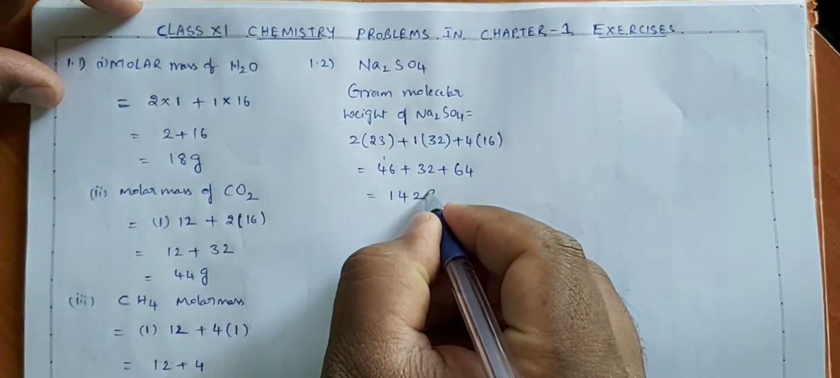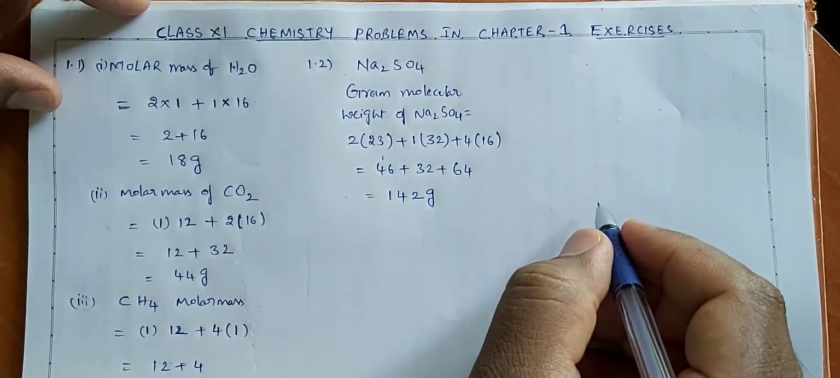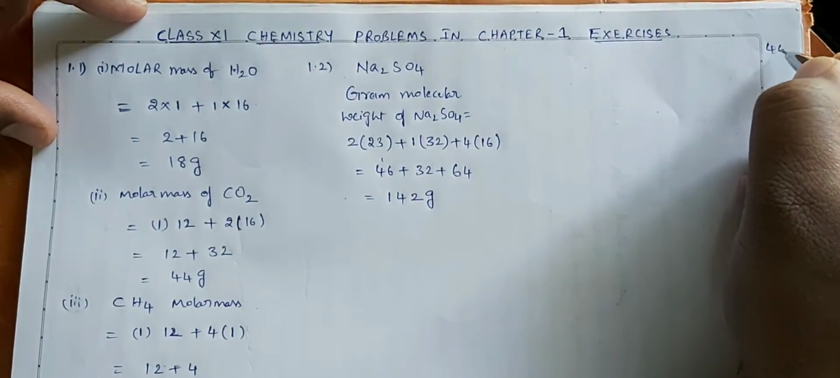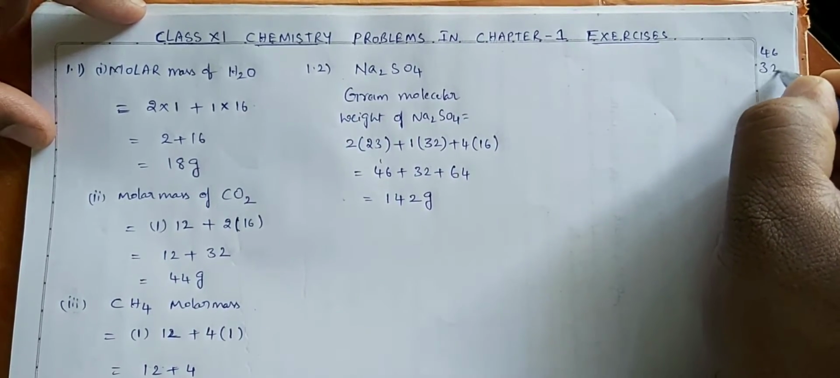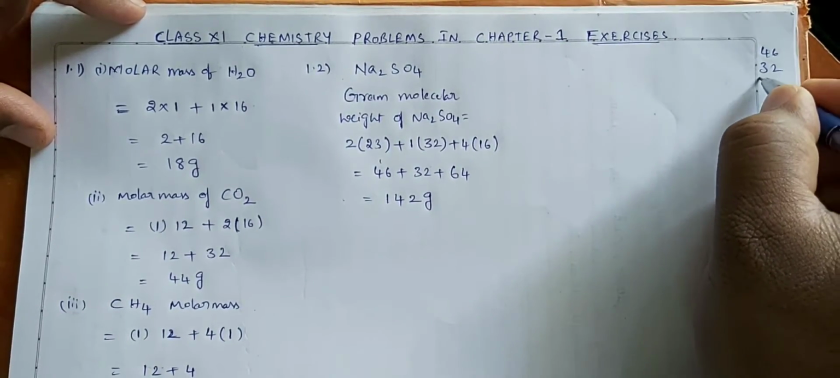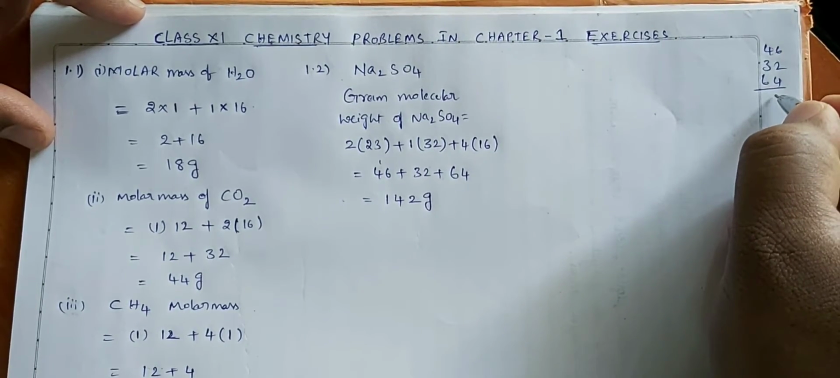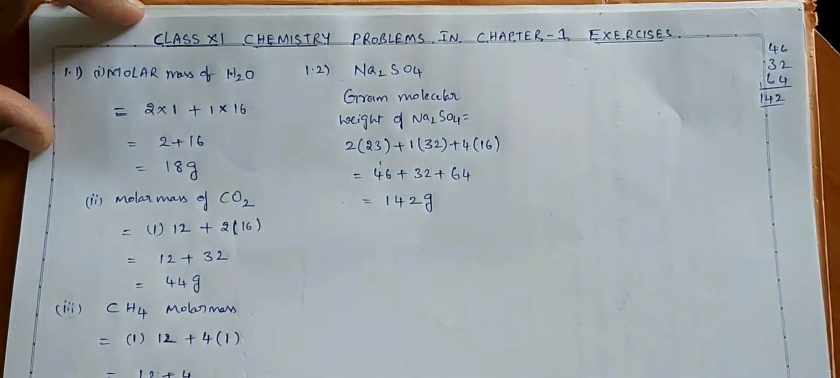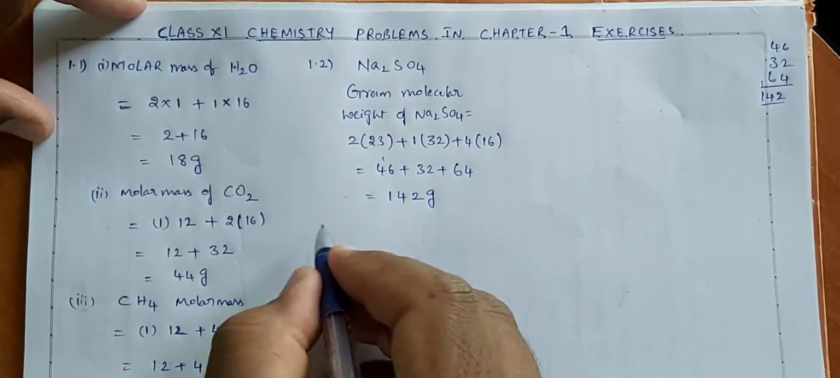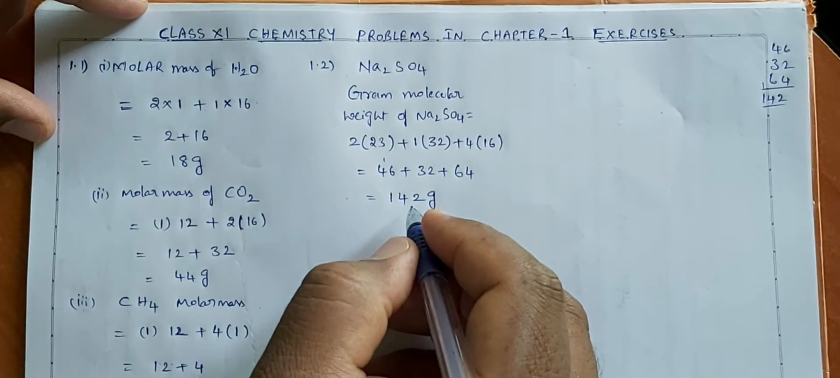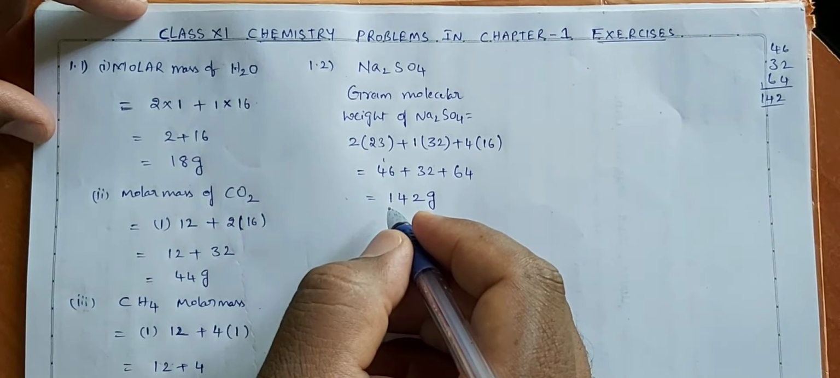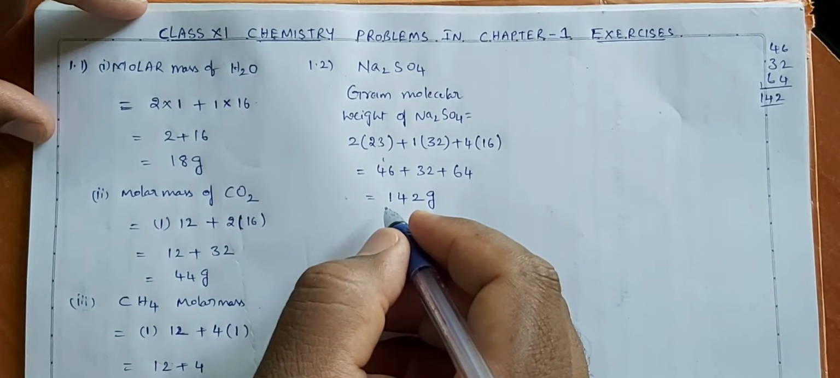142 grams is the gram molecular weight of Na2SO4. Once check that one: 46, 32, 64 grams. Okay, now this is the gram molecular weight of Na2SO4. We need to find the percentage of sodium, percentage of sulfur, percentage of oxygen. All the elements' percentage we have to find.